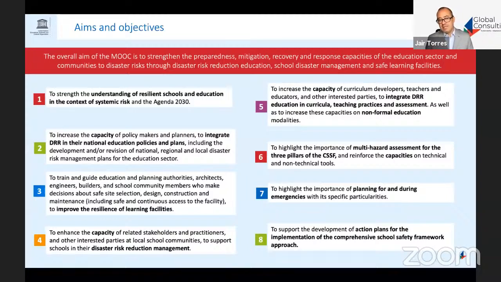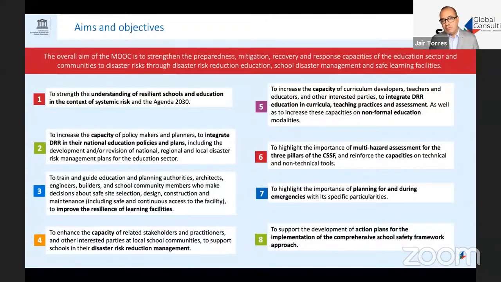The sixth objective that we have is to highlight the importance of multi-hazard assessment for the 3 pillars of the comprehensive school safety framework, and to reinforce the capacities on technical and non-technical tools. Here we're going to have a special focus on one of the methodologies that was launched by UNESCO more than 10 years ago, and that has been applied worldwide in more than 10 countries and continues being applied. That is the VISUS methodology, a multi-hazard assessment method that allows giving information to the decision makers about where they need to start strengthening the physical capacities of the school. So special attention will be there.